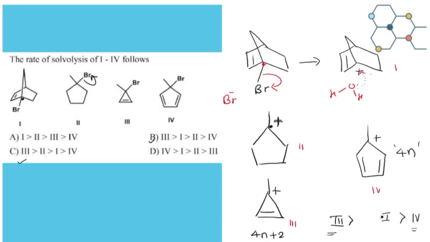Therefore, we have it here. So which is better stabilized now? This one. It is a tertiary carbocation. It is stabilized by inductive effect as well as hyperconjugation. So this is the correct order of solvolysis, which purely depends on the stability of the carbocations formed. And where do we have it? We have it in option C. Therefore, the right option is C.